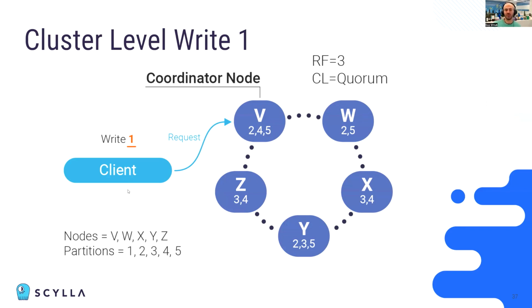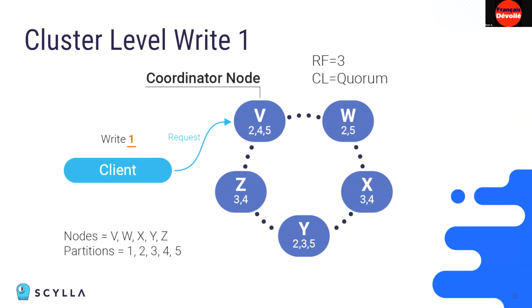In this example, our client, in a typical application, would be a driver. We have drivers in different languages that can connect with a database, pretty much any language you want. So we have a driver, and it connects to one of the nodes. As I mentioned, all nodes are created equal, and it can connect to any one of them. In this example, it connected to node V. That means that for this specific query, node V will be designated as the coordinator node. And this is just for this specific query.